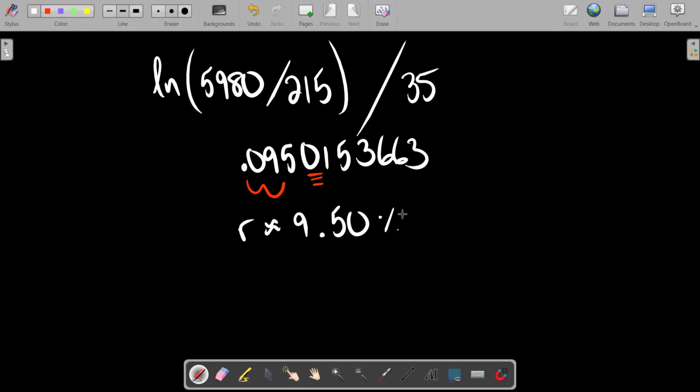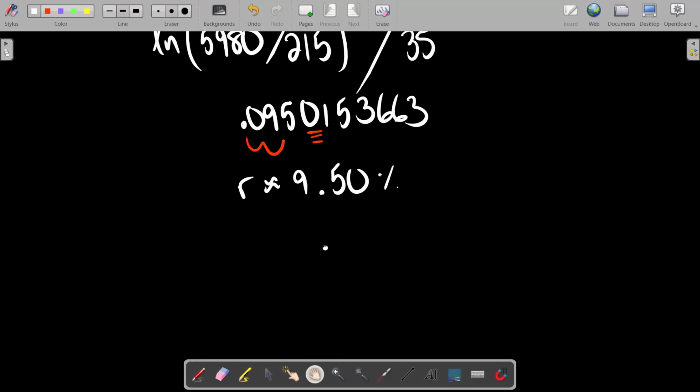Pretty much the same thing as yesterday, just a little bit simpler, actually. I think a little less chaos to deal with. Any questions on that? Okay.